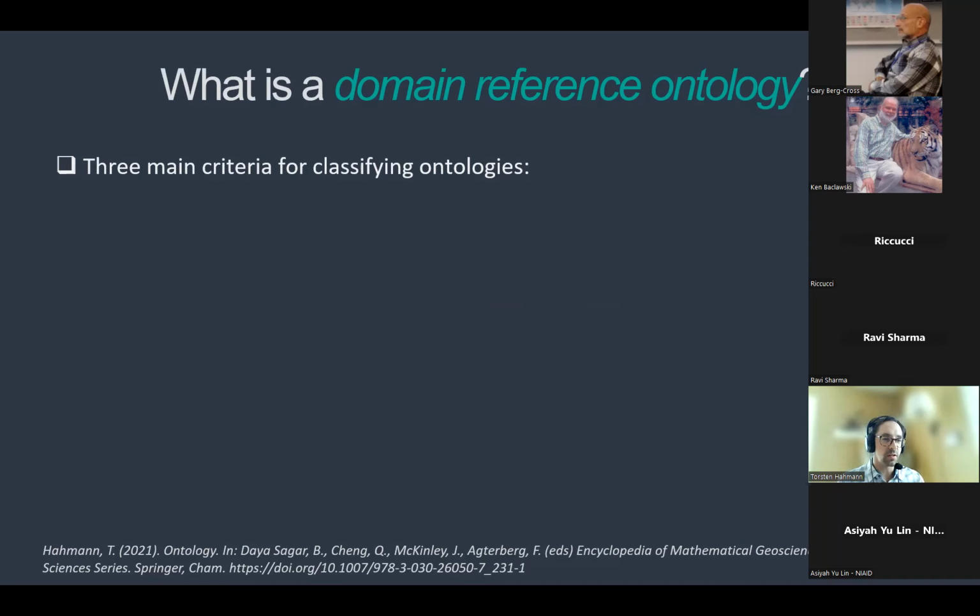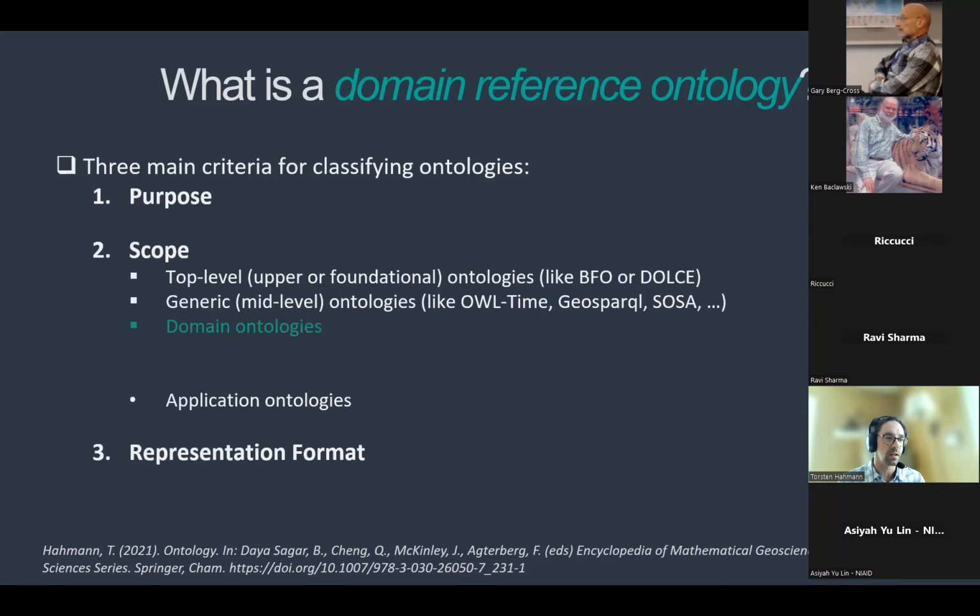There are essentially three criteria that we can use to classify ontologies. We have purpose, what you use the ontology for; scope, how generic or how specific it is; and then the representation format, whether you use OWL, first-order logic, some conceptual modeling language, RDF, whatever.